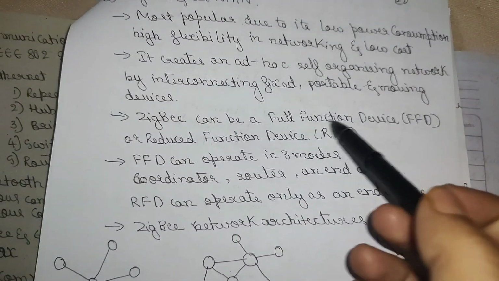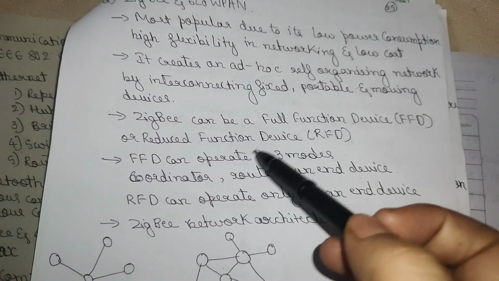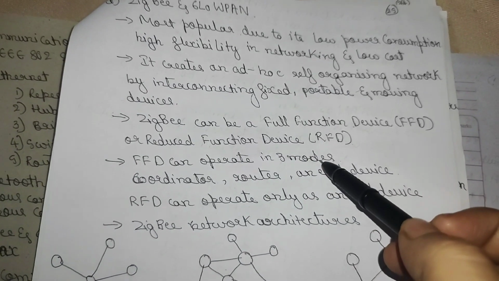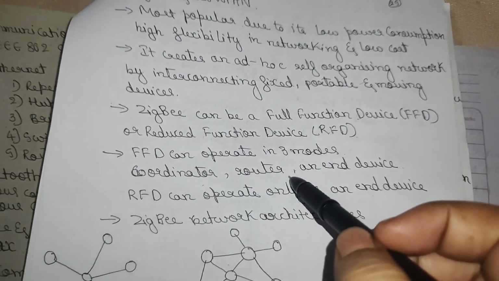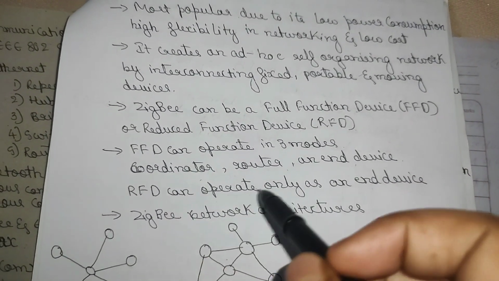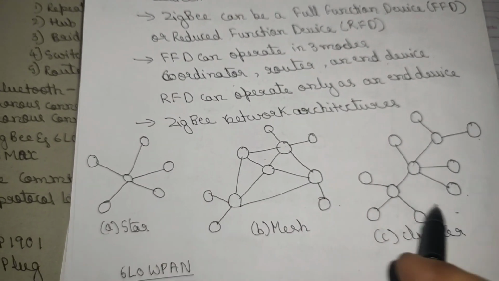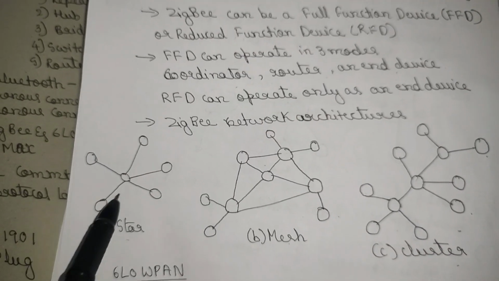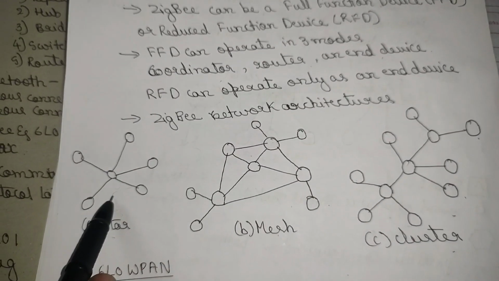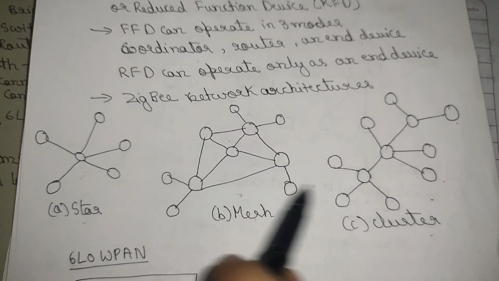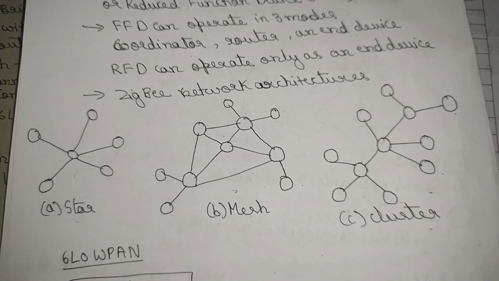So here it is an FFD and an RFD. An FFD will operate in 3 modes, that is coordinator, router and end device. An RFD operates as an end device. Zigbee networks are of 3 types: star, mesh, cluster. Star, okay, this is a star connection, this is a mesh and this is a cluster.